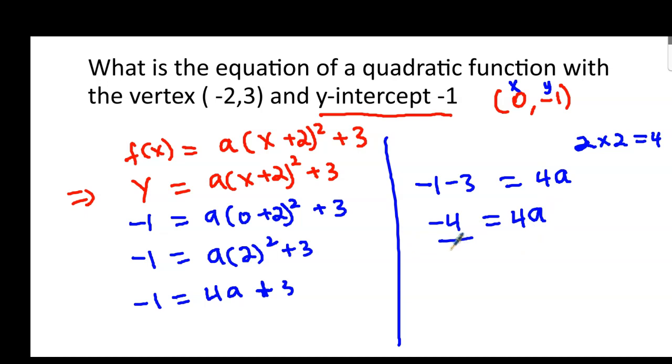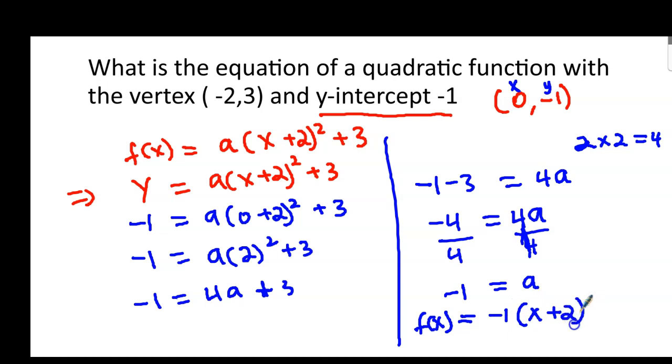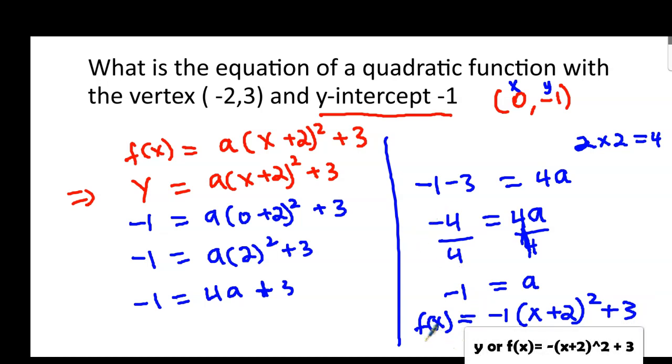We divide both sides by 4 to get rid of that. This turns into 1, it goes away. And then here we got negative 1 is equal to a. And therefore, our final function is y equals negative 1 (x plus 2) all squared plus 3. Awesome. So here, you can even remove the 1 and write it as a negative, and all that is telling us that it's going to flip.